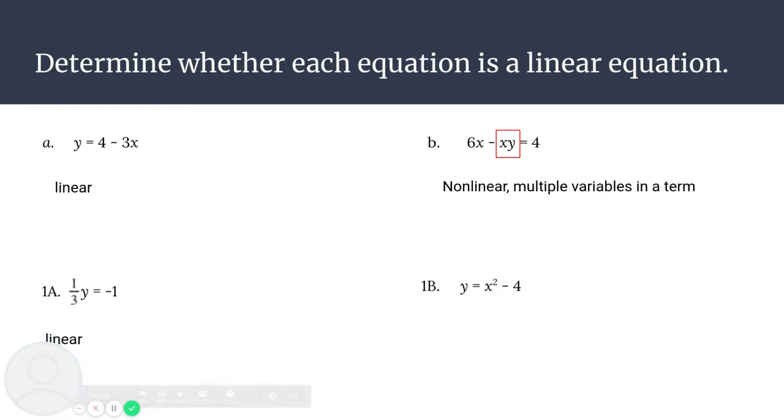Example 1b. The first rule, do I have any exponents? As you see, I do have an exponent of a 2, so that automatically fails. So this would be nonlinear because it has an exponent. So there it is. You know the difference between a linear equation and you know the difference from when it is nonlinear.